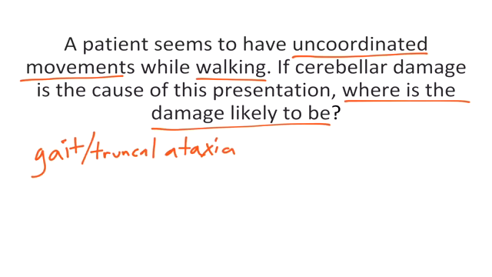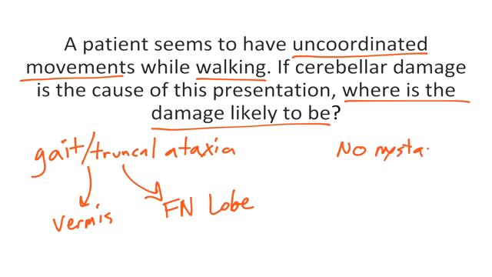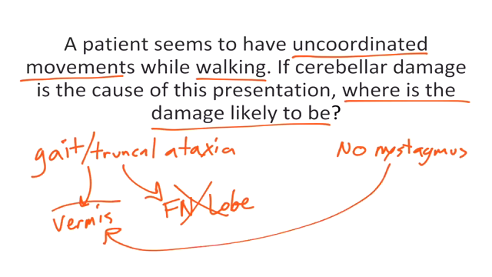Well, gait or truncal ataxia makes us think that it could be the vermis or the floccular nodular lobe. These both can result in gait or truncal ataxia. Now, without more information, you can't really know which of these two it is. However, if I told you that on clinical exam the patient has no nystagmus, you would then no longer suspect the floccular nodular lobe. Instead, you would just think it's the vermis.